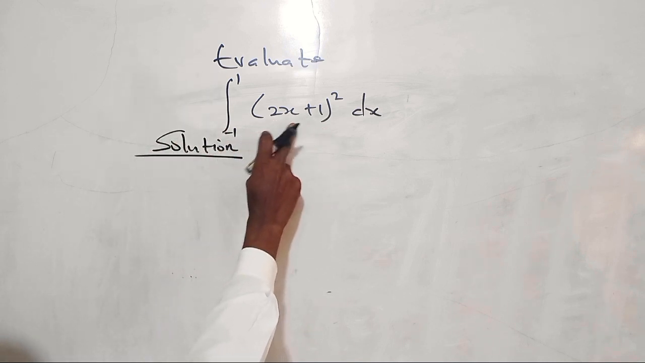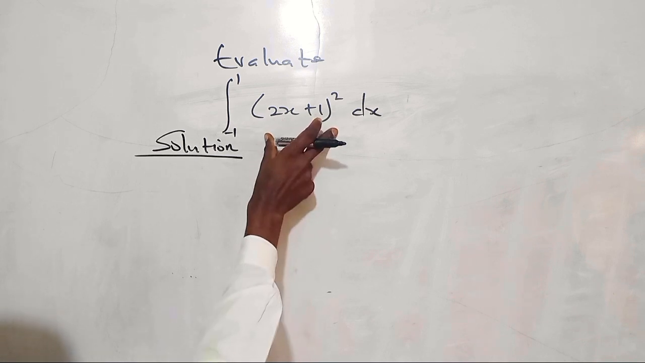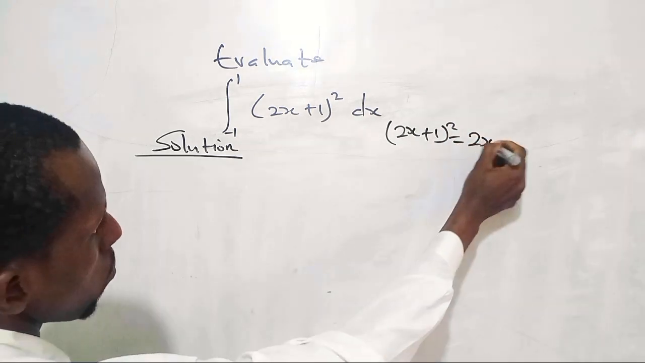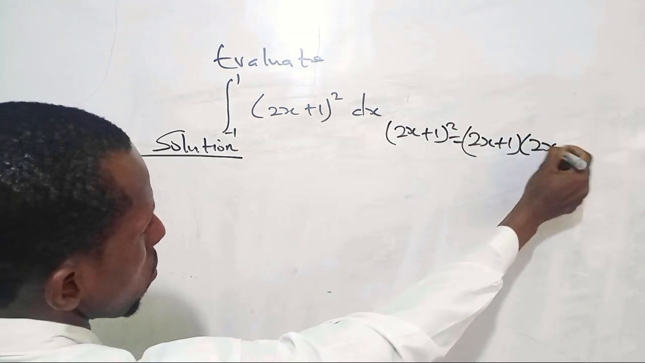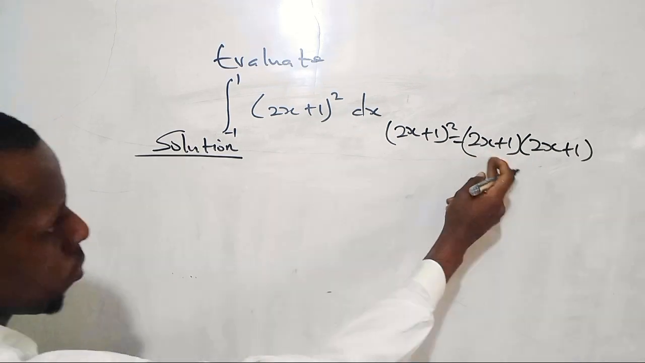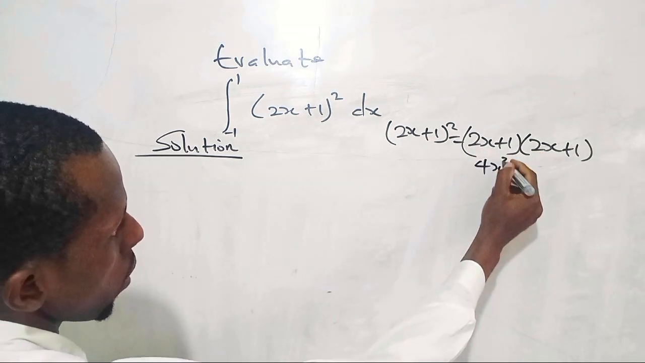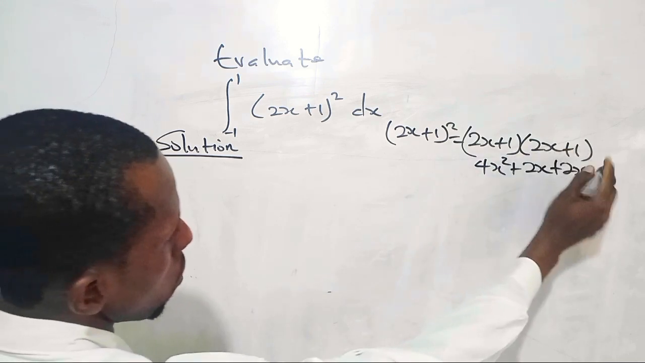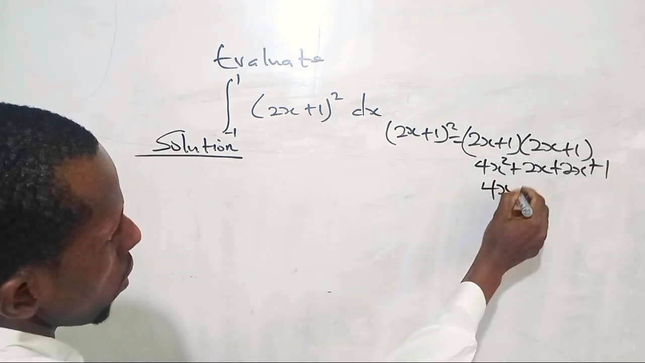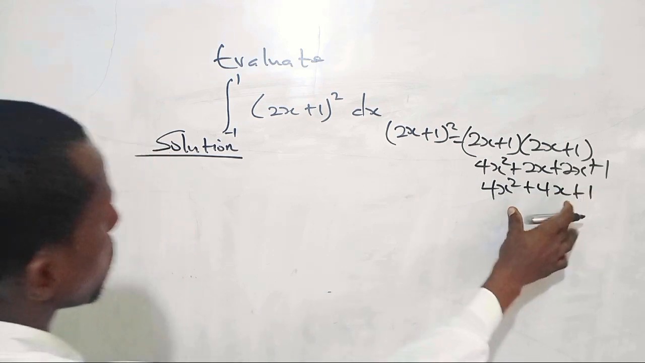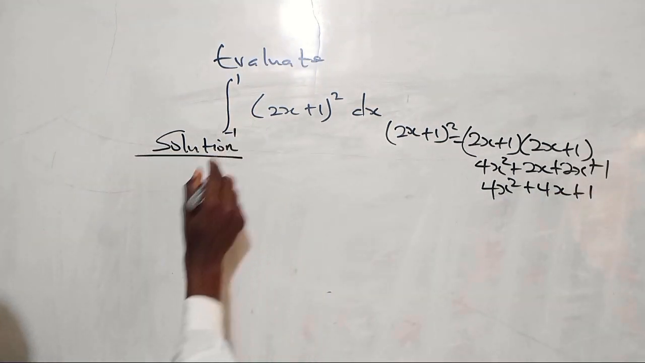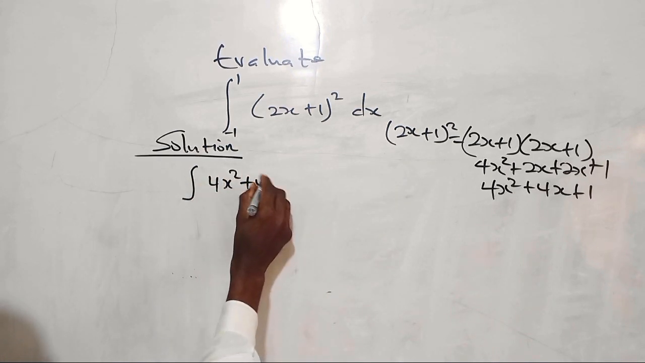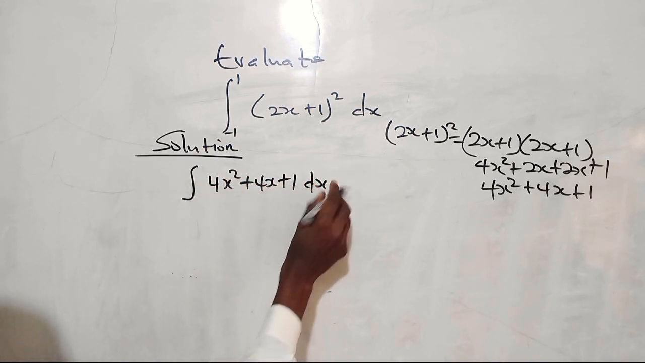When you look at (2x plus 1) squared plus 1, everything squared, instead of saying (2x plus 1) squared, it is 2x plus 1 multiplied by 2x plus 1. When I open this up, I have 2 times 2x to be 4x squared, plus 2x times 1 to be 2x, plus 2x, plus 1. Which is 4x squared plus 4x plus 1. So I'm looking for the indefinite integral of 4x squared plus 4x plus 1 dx.